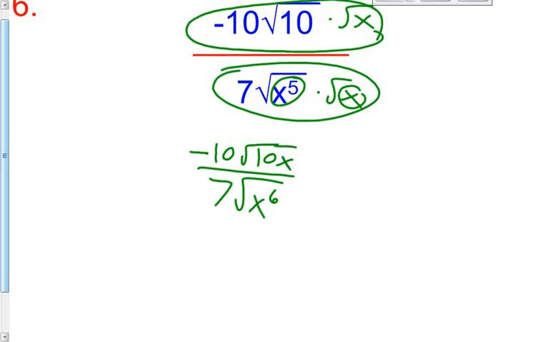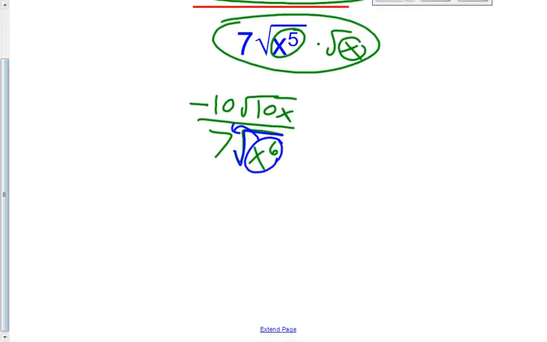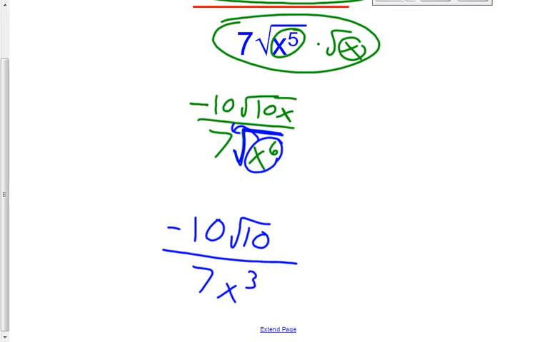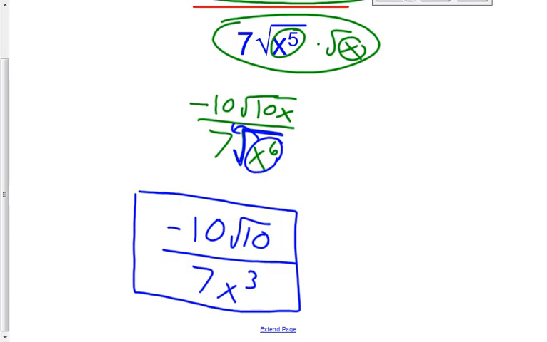So now, class, just by multiplying by the square root of x, did you rationalize your denominator? Hopefully you say yes, because can you reduce the square root of x to the 6th? What times what is x to the 6th? x cubed is. So you can bring out an x cubed. So our next step, our numerator is not going to change. It's still going to be a negative 10 square root 10x. Our denominator, we now know what the square root of x to the 6th is. It is x cubed. And there's our answer for number 6. A negative 10 square root 10 divided by 7x cubed.